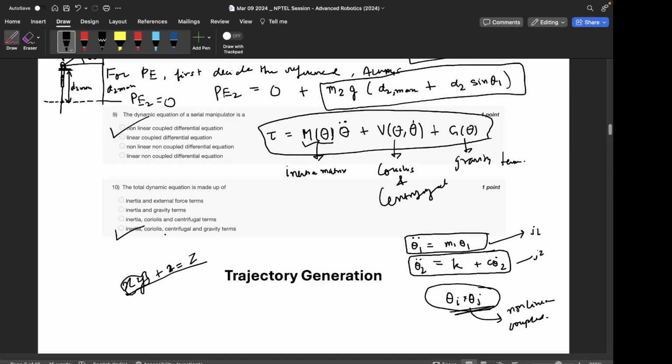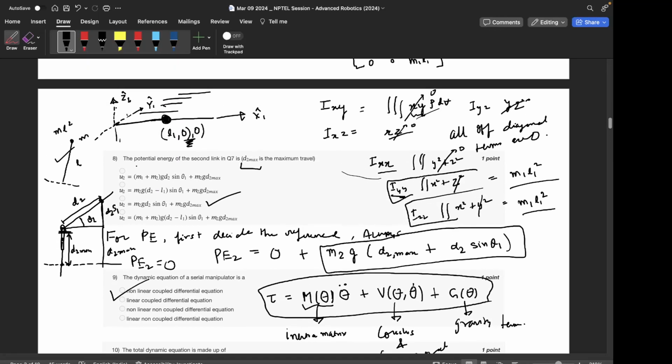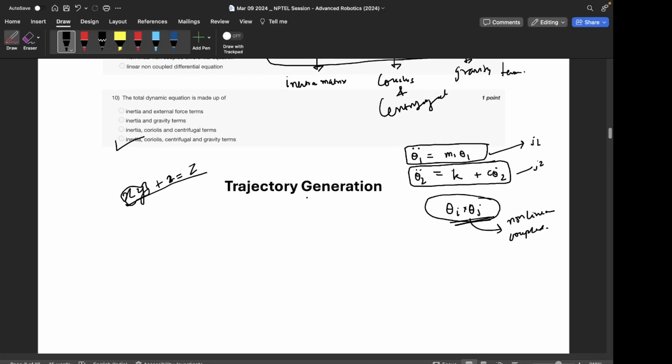And all these terms like the mass matrix will of course depend on the configuration of the manipulator, because as the links move, the mass matrix would change. That's why we show it as a function of theta. Okay, so we finished discussing the questions on manipulator dynamics.